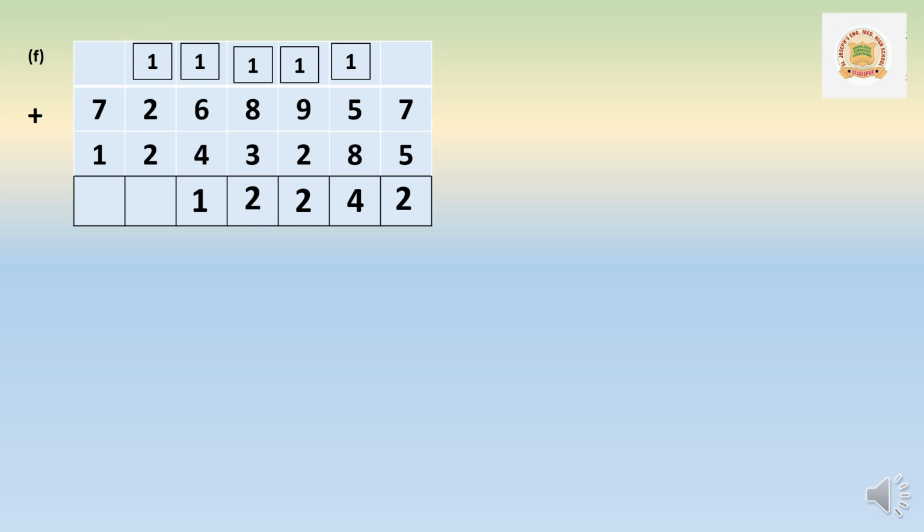So 1 plus 2 is 3. 3 plus 2 is 5. So single number it is. Now add the next 10 lakhs number. 7 plus 1 is 8. So 85,12,242 is the answer.